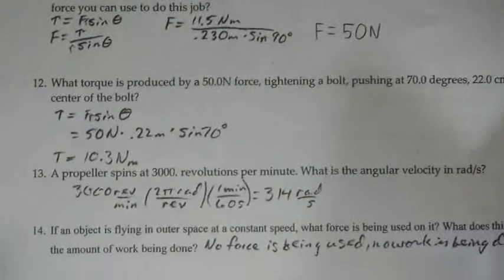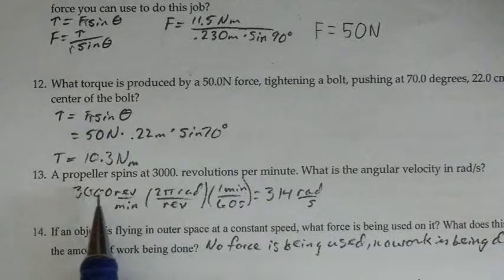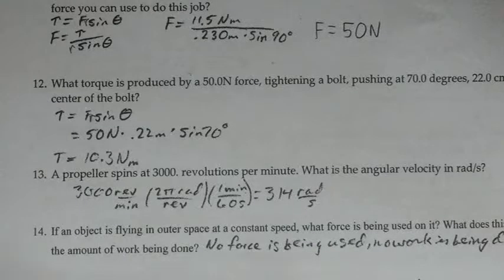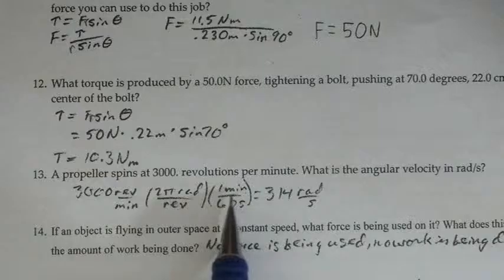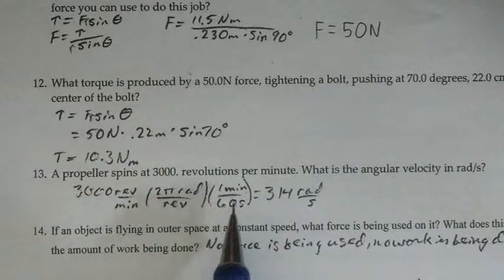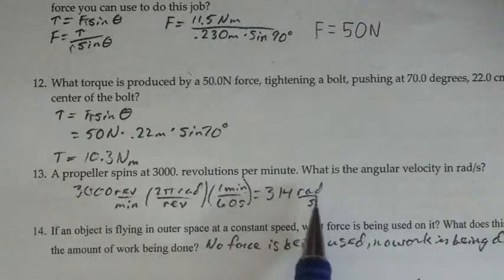A propeller spins at 3,000 revolutions per minute. What's the angular velocity in radians per second? We did a good bit of that up top. It's 3,000 revolutions per minute. I know that there are 2 pi radians for every revolution. This cancels out the revolutions and gives me radians. I don't want minutes, I want seconds. Flipping 60 seconds per minute over gives me seconds on the bottom like I want and cancels out minutes top to bottom. 3,000 times 2 pi divided by 60 should give you 314 radians per second.